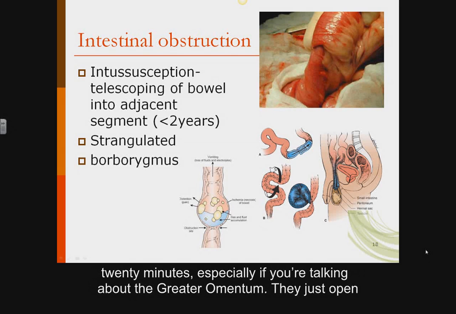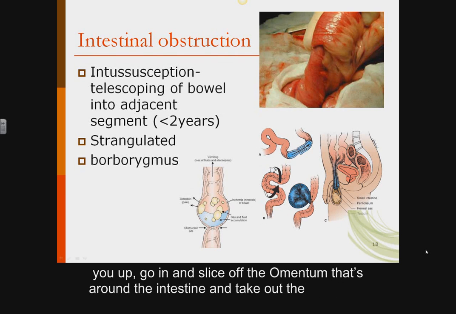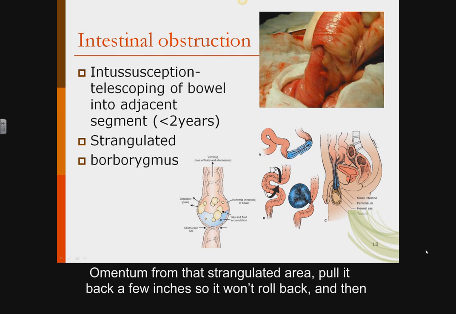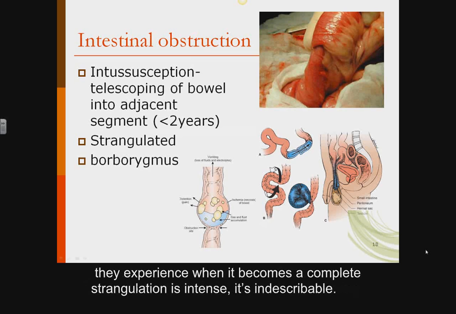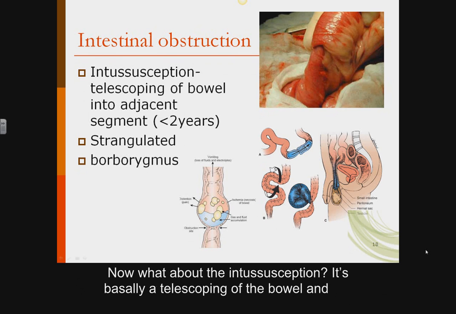The surgery to correct it can take about 20 minutes, especially if you're talking about the greater omentum being the cause. They just open you up, go in and slice off the omentum that's around the intestines and take out the omentum that strangulated the area. Pull it back a few inches so it won't roll back, and then you just close them back up again, and it'll probably never occur again. But the pain that they experience when it becomes a complete strangulation is intense. It's indescribable. Now, what about the intussusception?